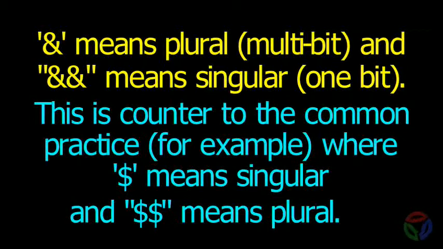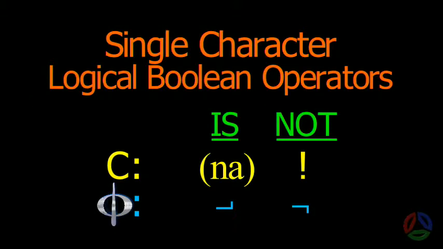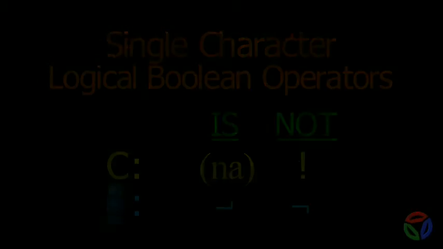Also, expressions that construct integers using a lot of bitwise operations are frequently very long and complex, and the space savings is welcome. C provides one, and phi provides two additional unary logical Boolean operators, each of which is composed of a single character. But the symbols used are different between the two languages.